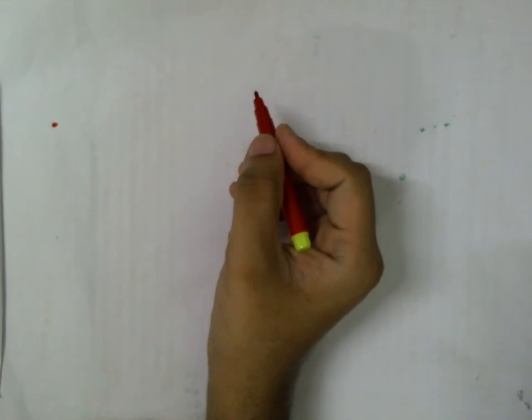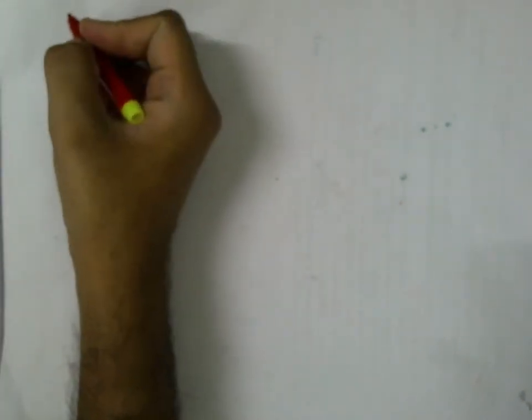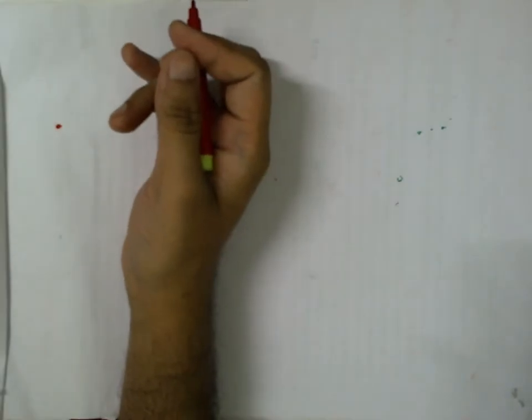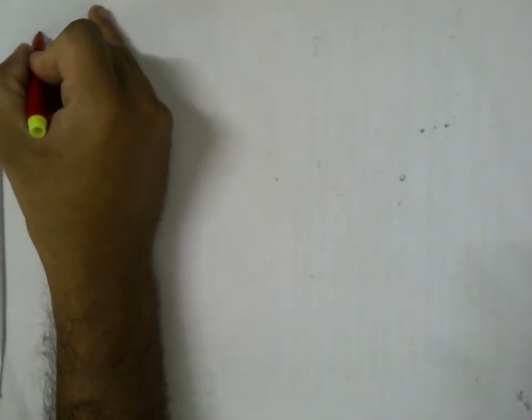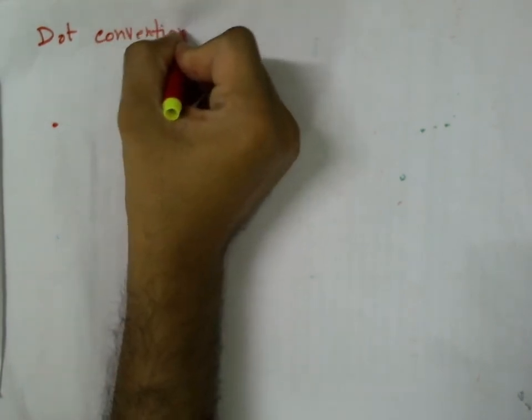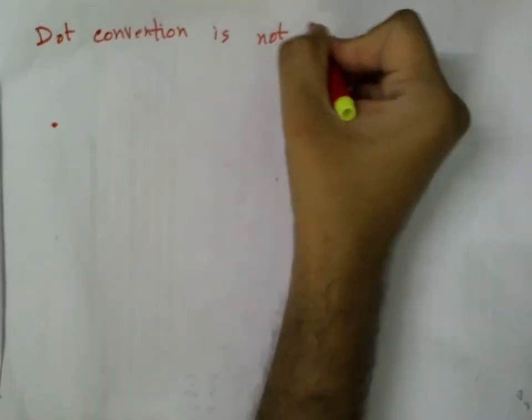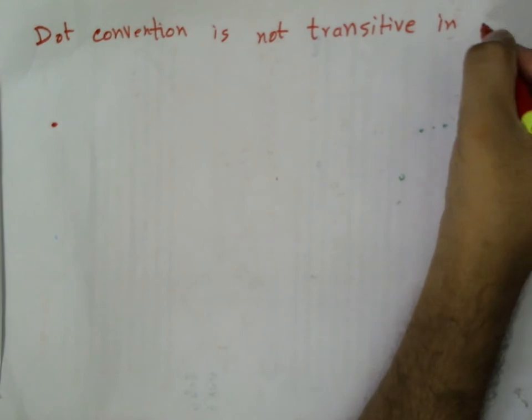Now let's come to a bit advanced discussion about dot convention. I mean, before I start, I'll state that this is a bit advanced concept to know, but it's useful to know, and once you know it, you'll say that it's not difficult at all. Okay, so the idea is that the dot convention is not transitive in general.